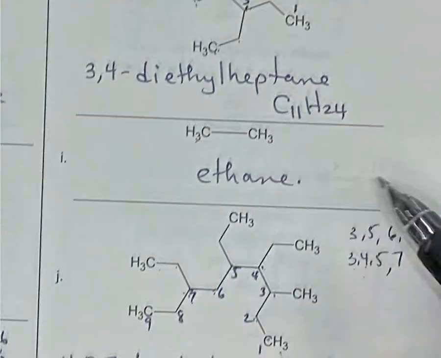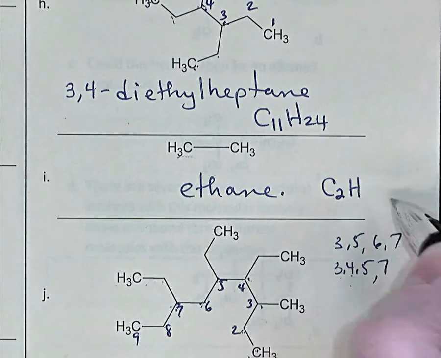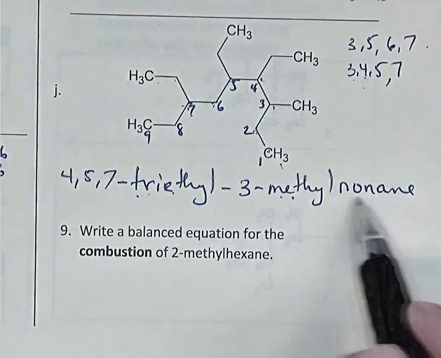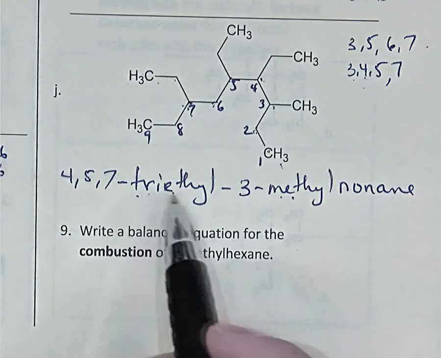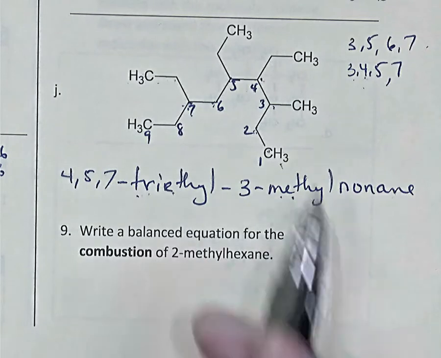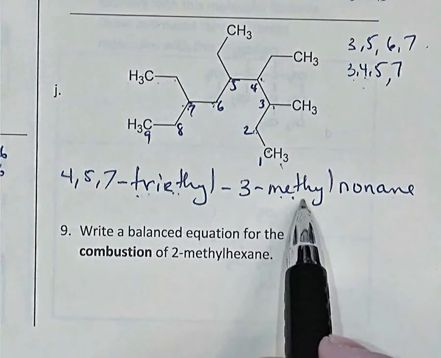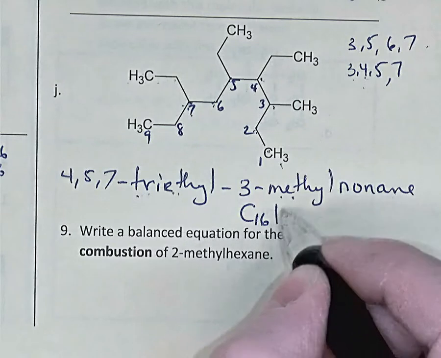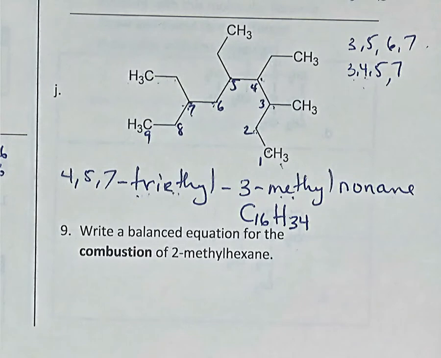The chemical formula for these last two. Ethane had 2 carbons, so C2, double that and add 2 more, C2H6. And then this guy here, very complicated looking, but nonane is 9 carbons, the methyl is 1 more, and triethyl, 3 ethyls. Each of the ethyls has 2 carbons. So 3 times 2 is 6, plus 1 is 7, plus 9, this is C16. And then the H's, double that and add 2, H34.